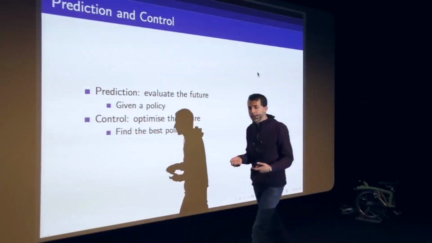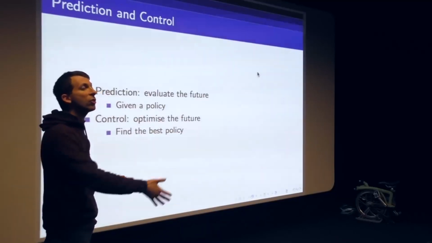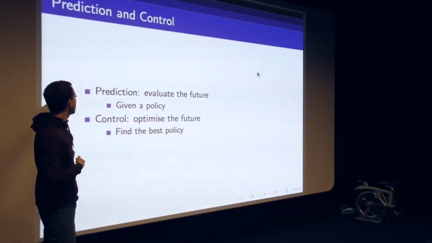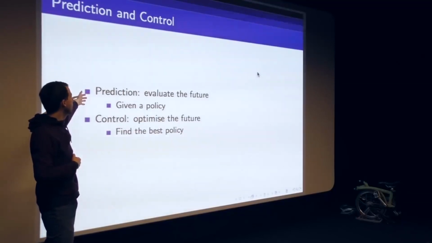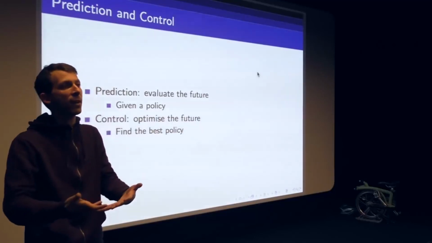Now that's a different problem to someone saying, what's the optimal policy? Which direction should you walk to get the most reward? Typically in reinforcement learning, we need to solve the prediction problem in order to solve the control problem. We need to be able to evaluate all of our policies to figure out the best one.